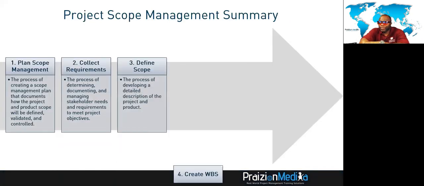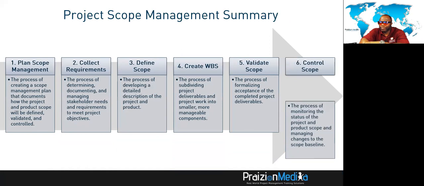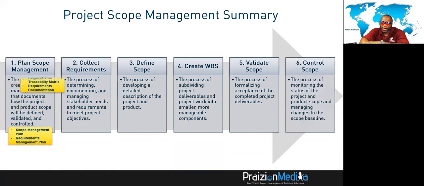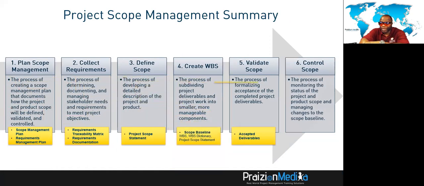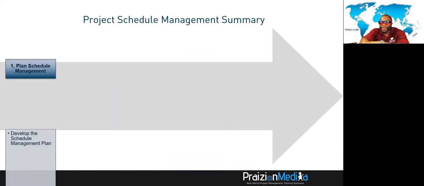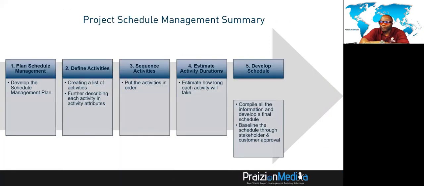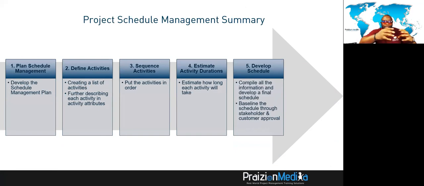You also need to remember how scope flows. Now, the big ticket items in scope are your requirements traceability matrix, your project scope statement, and your scope baseline. Those are huge. You also need to remember in the aspect of schedule, the real schedule is the compilation of the start and end dates. It's not the entire thing, but the start and end dates are important.